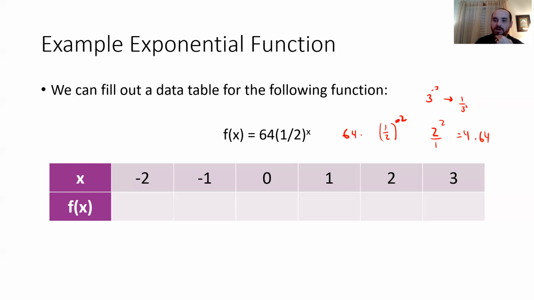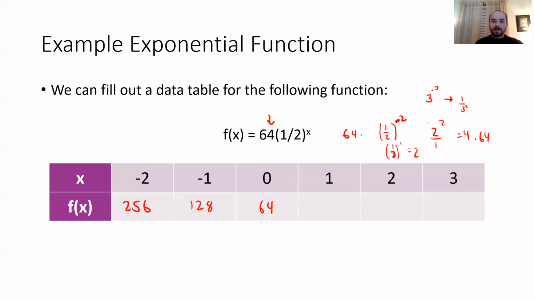4 times 64 is what, 256? So this is 256. Now, luckily, doing 1/2 to the negative 1 is super easy. We just flip it, so we'd have 2. 64 times 2 is 128. I've already told you before that f of 0, whenever you have an exponential function, is going to be equal to whatever your constant is. In this case, that's 64.